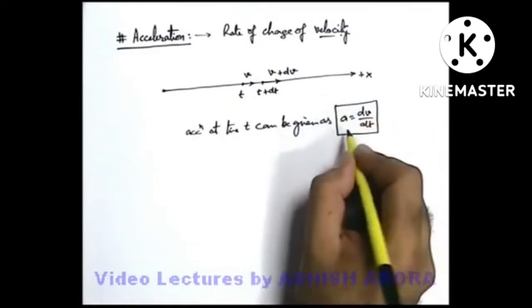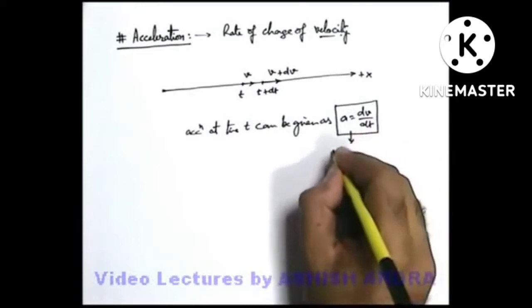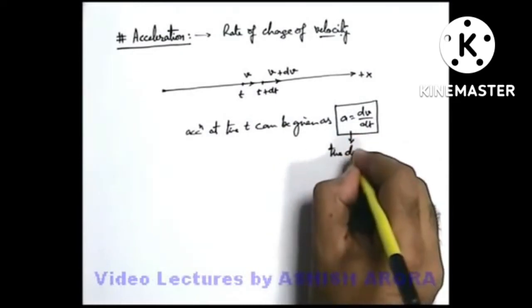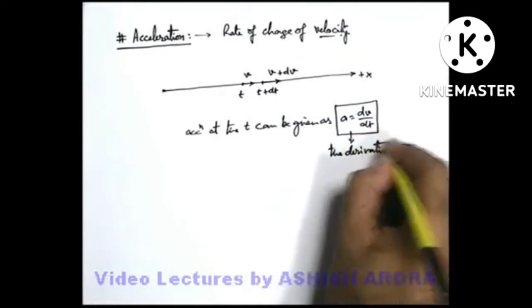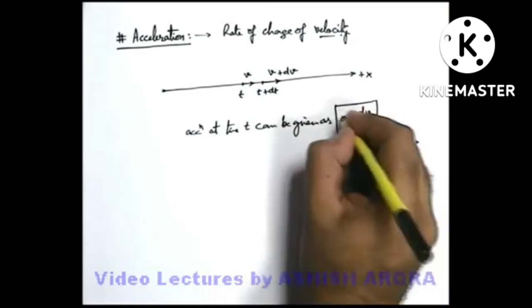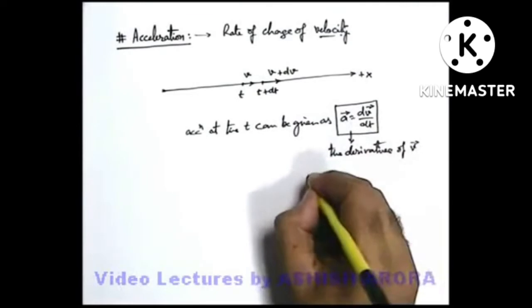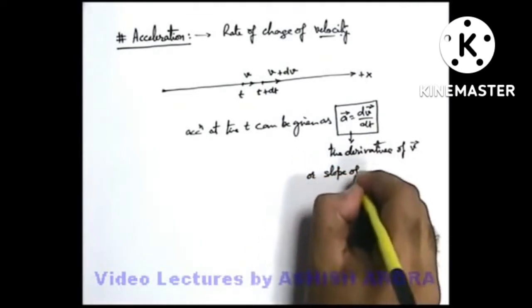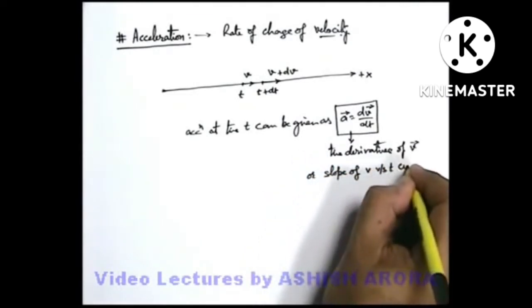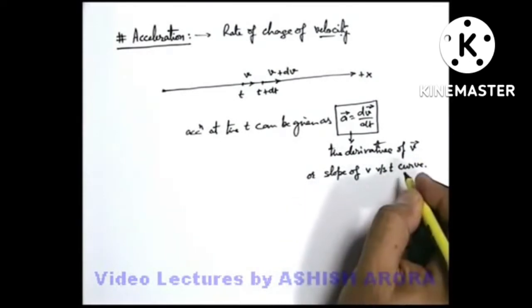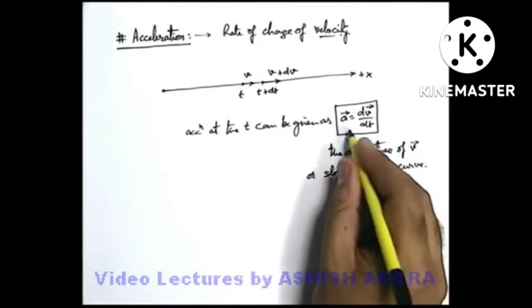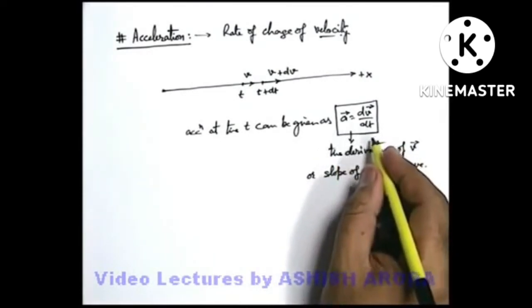This is the instantaneous acceleration at time t. This can be simply written as the time derivative of the velocity vector. Vectorially, we find the acceleration vector is dv vector by dt. It can also be written as the slope of the velocity versus time curve, because dv by dt is the slope of the v-t curve if we are finding the acceleration for a body moving in rectilinear motion.